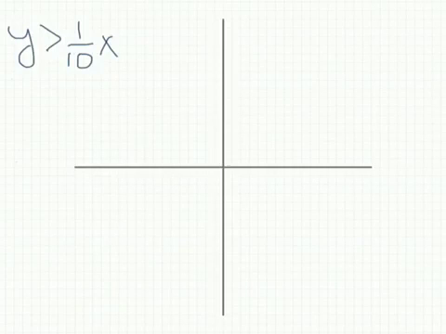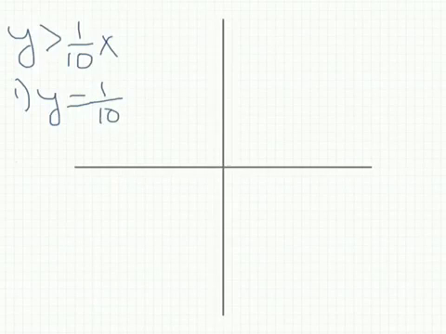To do the first step, I'm only going to temporarily change the inequality sign to an equal sign and make it y equals 1/10 x. And I'm going to erase that. Okay, so to graph y equals 1/10 x, the easiest thing to do is notice that y is isolated and it's in y equals mx plus b form. So we have at the end here, our plus b is really a plus 0.